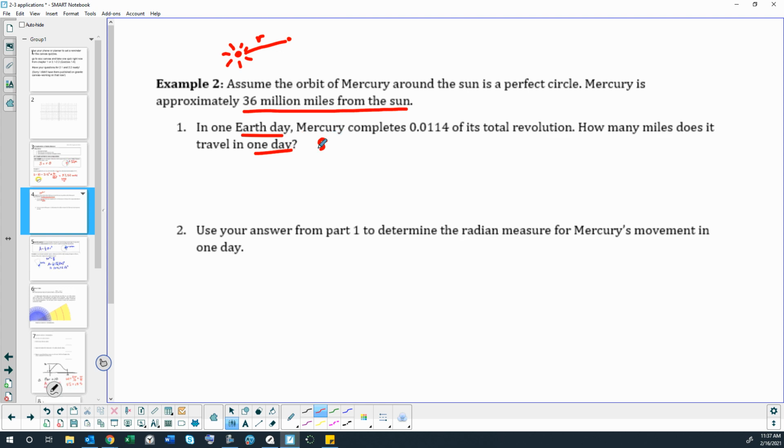So arc length is S equals R times theta. We know R is 36 million miles, but we don't know theta. Theta was given in revolutions, so we need to change theta from revolutions to radians. So we have 0.0114 revolutions, and we're going to change that to radians. How do we do that? Do you remember?